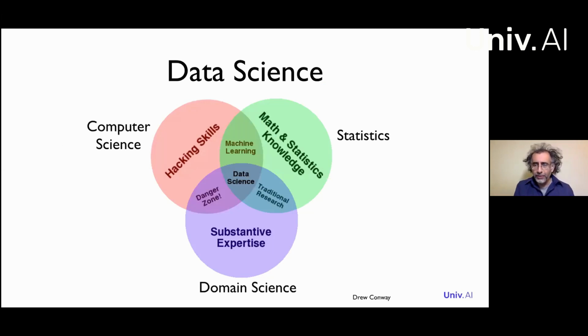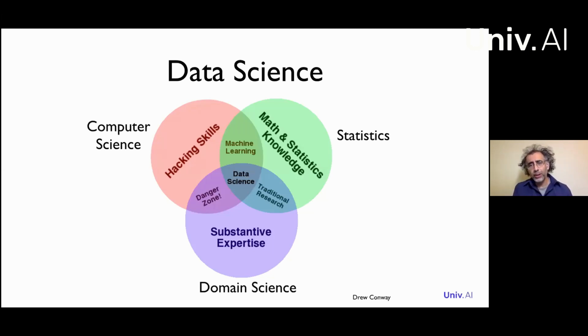So you might have seen some version of this Venn diagram by Drew Conway. It's the data science Venn diagram, and it's an intersection between three different sets of skills. One is statistics and machine learning. One is domain science. So, for example, I was an astrophysicist, so that's where my expertise came from. And then, from computer science, your ability to program, or your hacking skills. You need to be able to do all of these three things to do data science well.